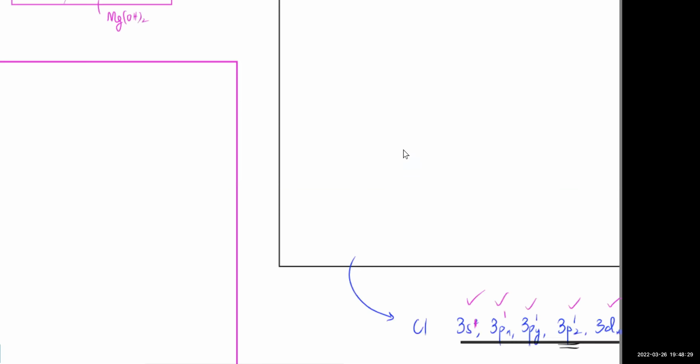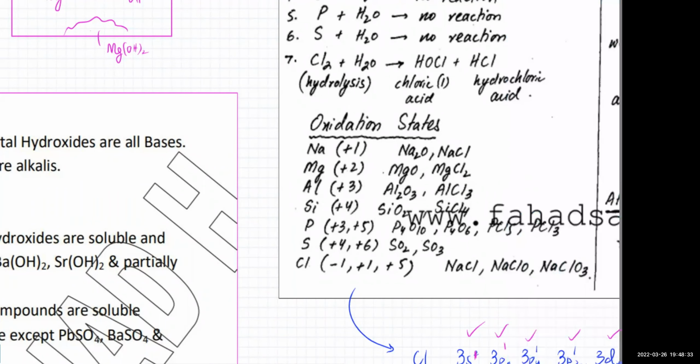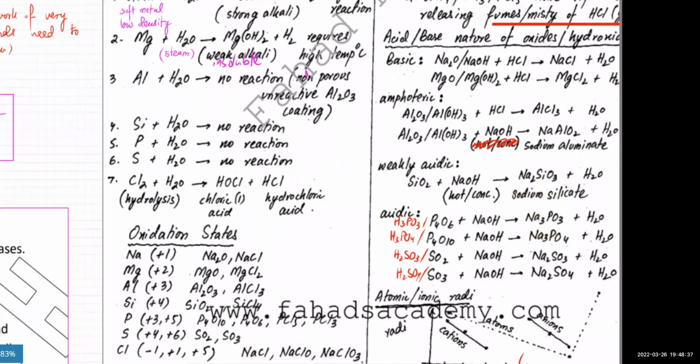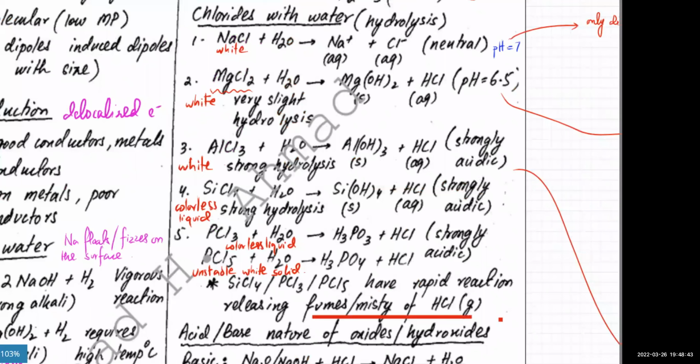Okay, NaCl ka hydrolysis nahi hota tha. MgCl2 ka na thoda bahut hota tha. Uski explanation bhi di thi maine. Uski thodi bahut maine explanation bhi di thi. Acha ye hydrolysis tha, theek hai. Unke colors wagera sari cheeze.